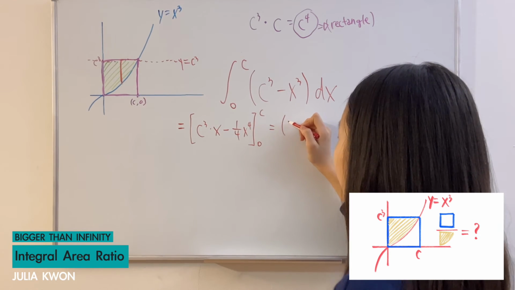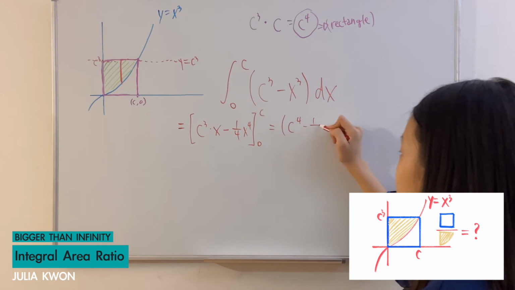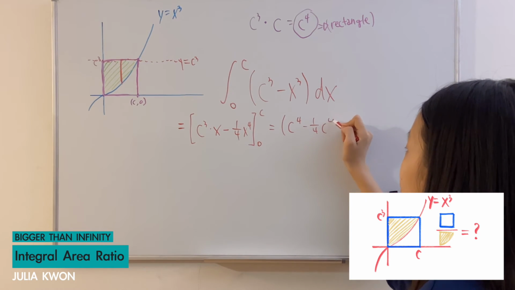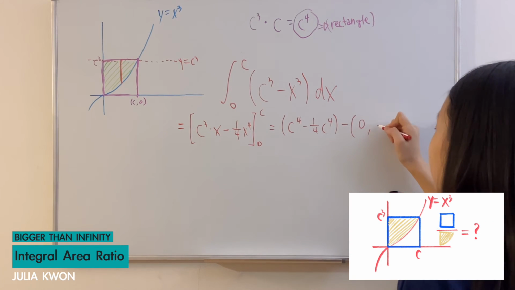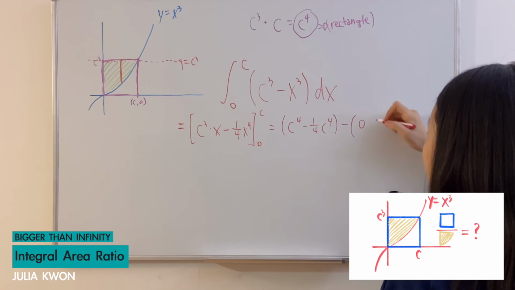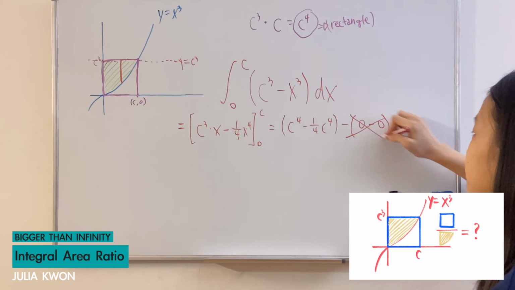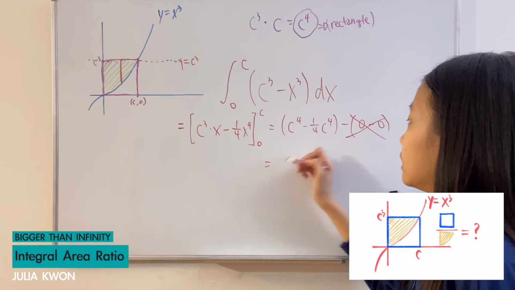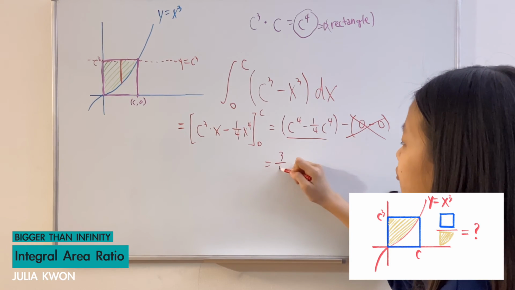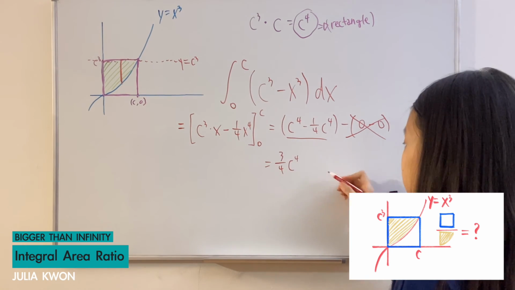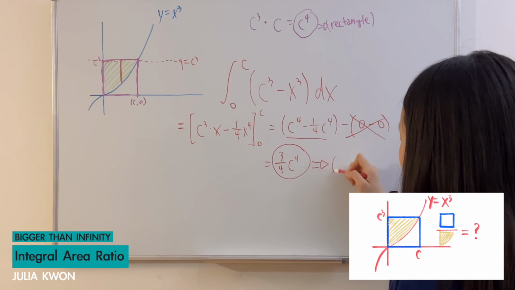If we do that, we'll have c to the power of 4 minus 1 over 4 times c to the power of 4. Now put in the 0 and you'll get 0 minus 0. We technically don't even have to worry about it. To simplify this more, we would have 3 over 4 times c to the power of 4. So this would be our area for the shaded part.